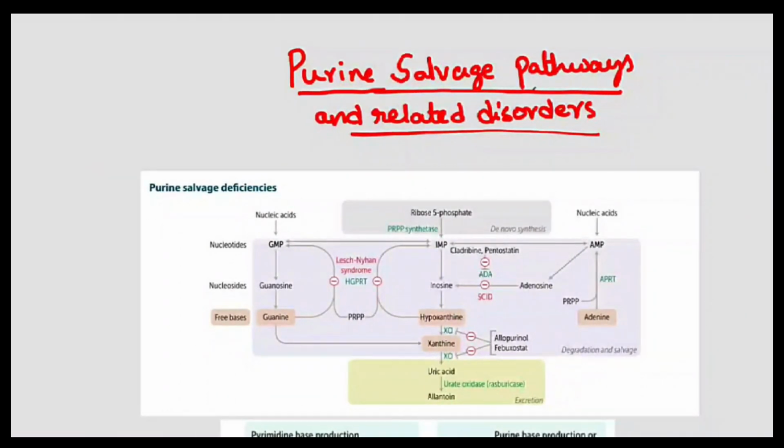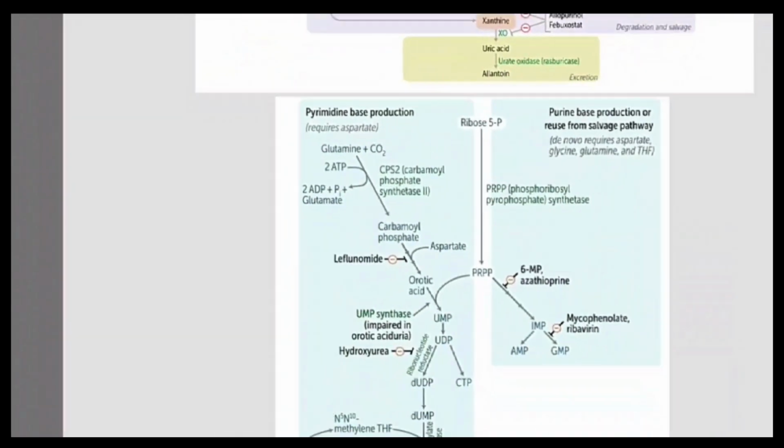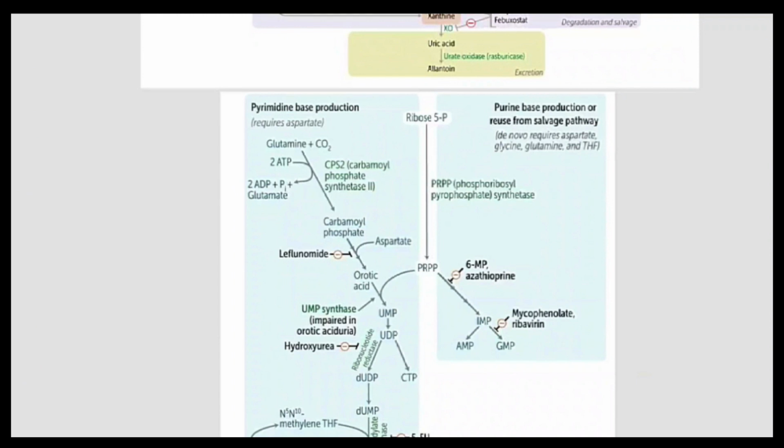Hello everyone, today I am going to teach you about purine salvage pathways and related disorders. So, purines are actually synthesized in two ways. One is called de novo synthesis and another one is the salvage pathway. De novo synthesis is nothing but synthesis of purine and pyrimidine bases from amino acids. The amino acids can be anything. The main amino acids that are used are glutamine, aspartate, glycine, etc.